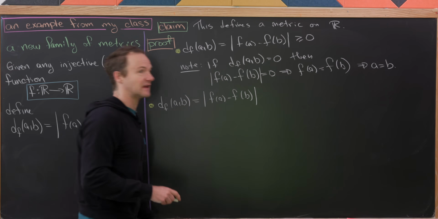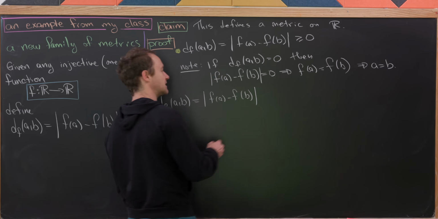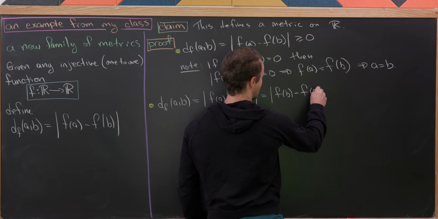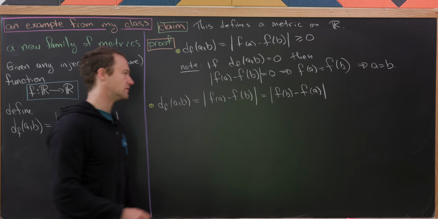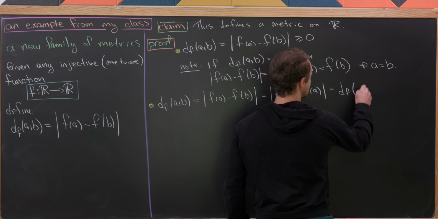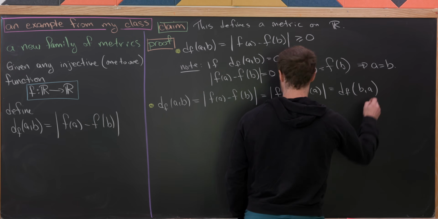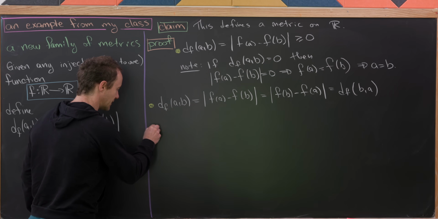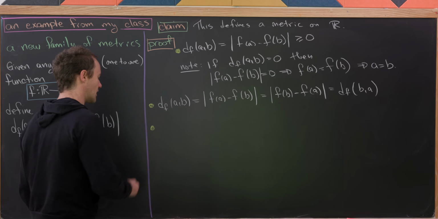But by the way that the absolute value behaves, we can simply flip the order of subtraction to get f of b minus f of a inside of that absolute value. But now that's exactly what we need it to be, namely it is d sub f of ba. So this is symmetric. And now let's check that we indeed have the triangle inequality.